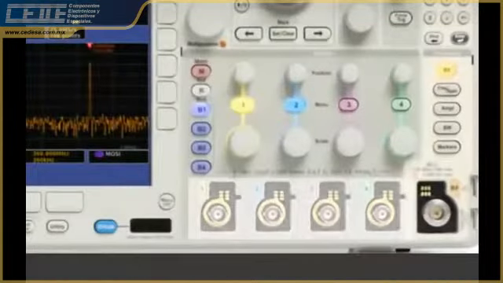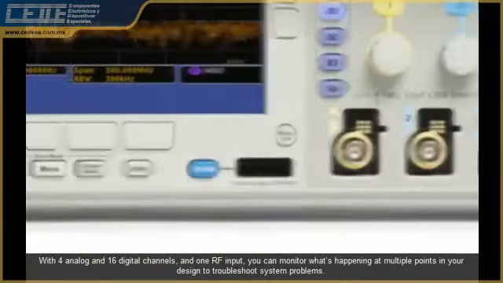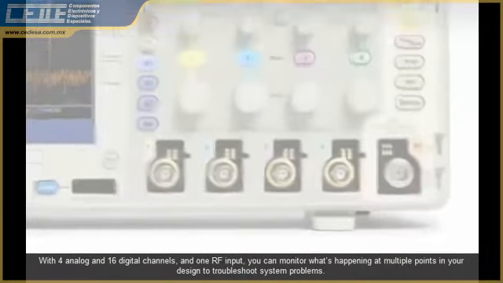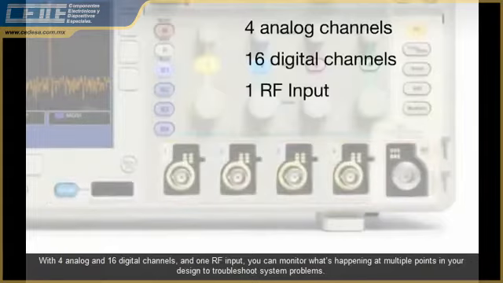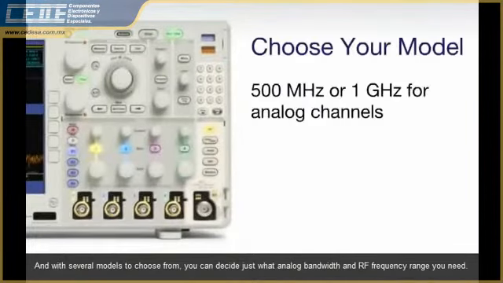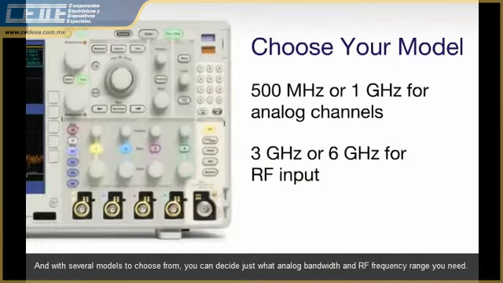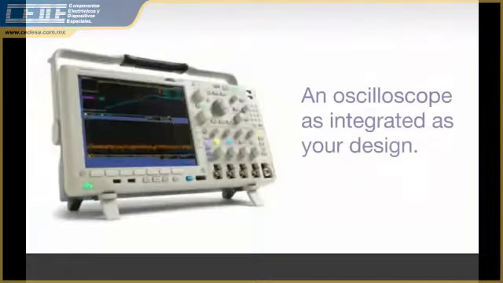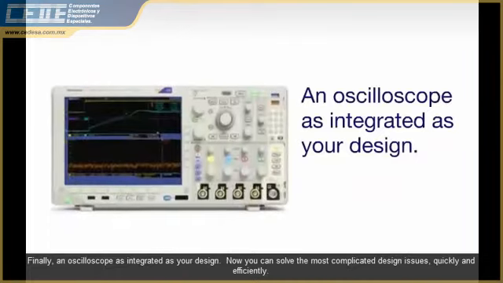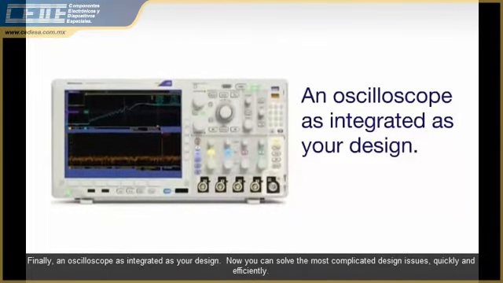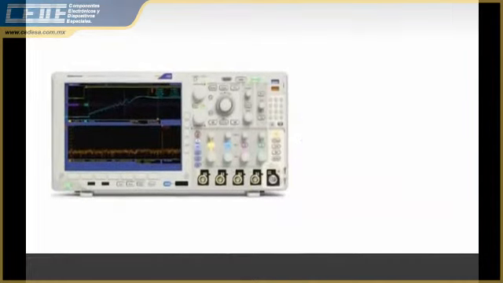With 4 analog and 16 digital channels and 1 RF input, you can monitor what's happening at multiple points in your design to troubleshoot system problems. And with several models to choose from, you can decide just what analog bandwidth and RF frequency range you need. Finally, an oscilloscope as integrated as your design. Now you can solve the most complicated design issues quickly and efficiently.